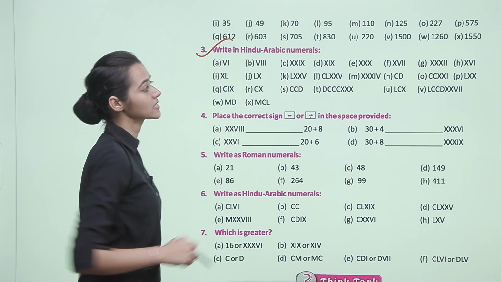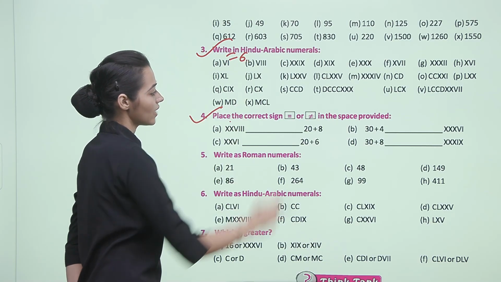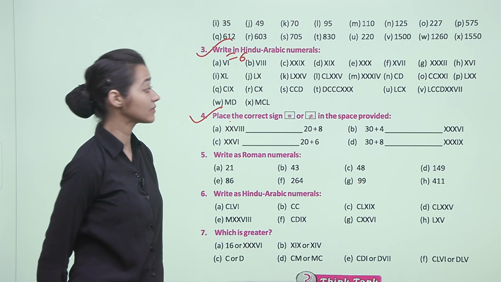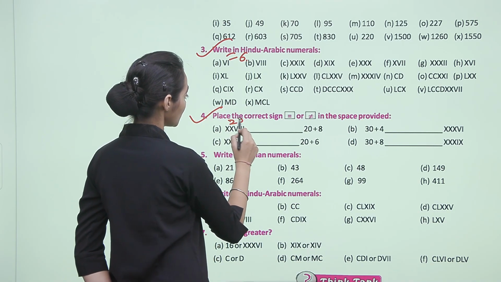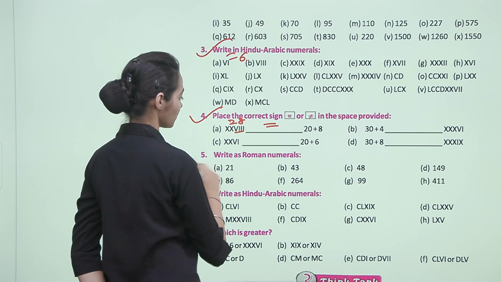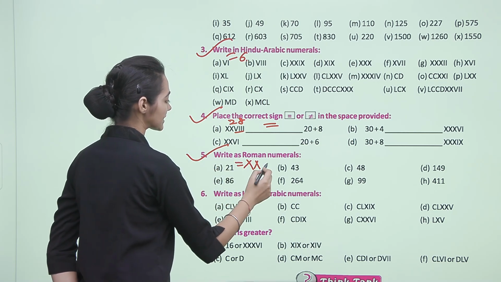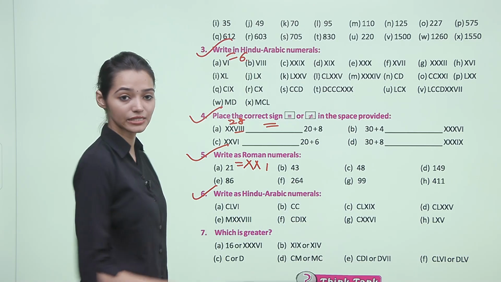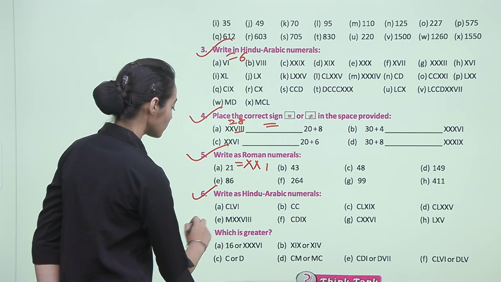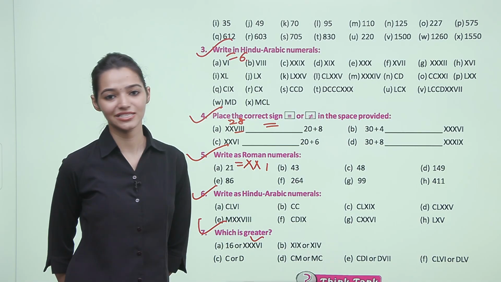In the next one we have to write it in the Hindu-Arabic numerals, so the first one is 6. In the next one we have to place the correct symbol, equal to or not equal to, so this one is 28 and this is equal to. In the next one we have to write them as Roman numerals, so that can be written as XXI. In the next one we have to write them as Hindu-Arabic numerals, the same one, and in the next one we have to tell which one is greater. So obviously XXXVI is greater than 16.